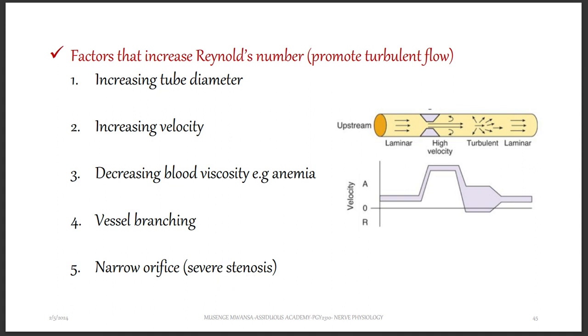Think of a hose pipe with a small lumen and one with a big lumen. A small lumen is going to have high speed, so you're actually increasing speed. Okay.